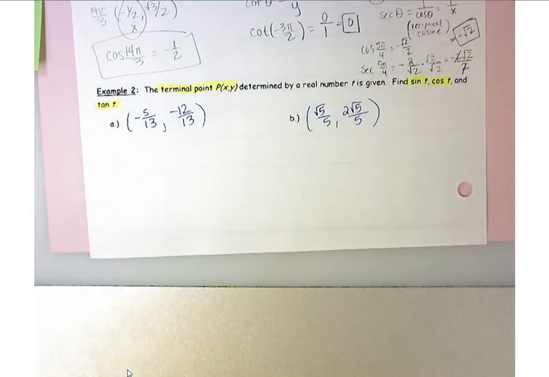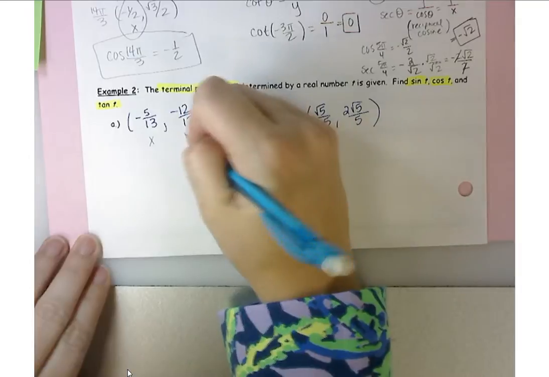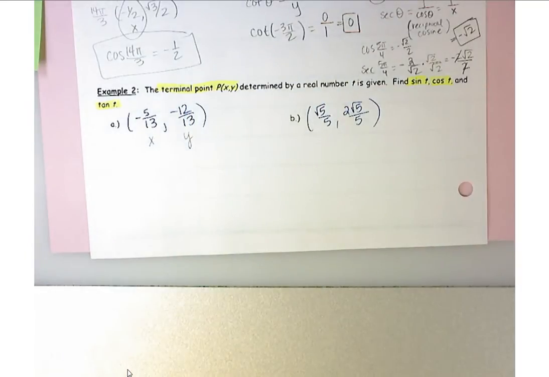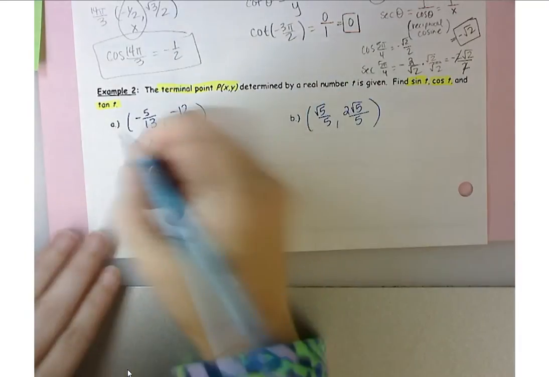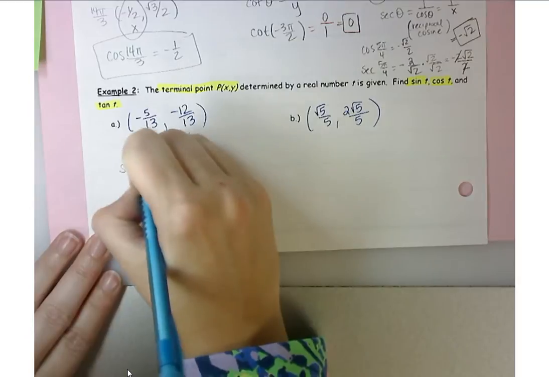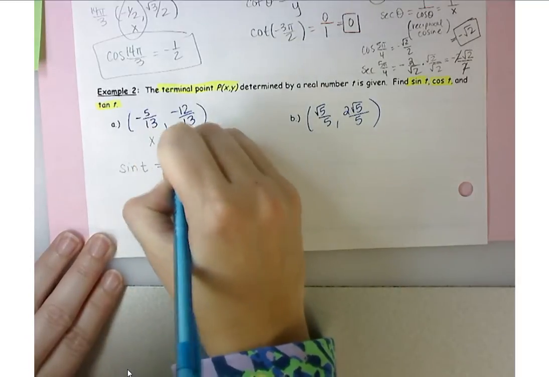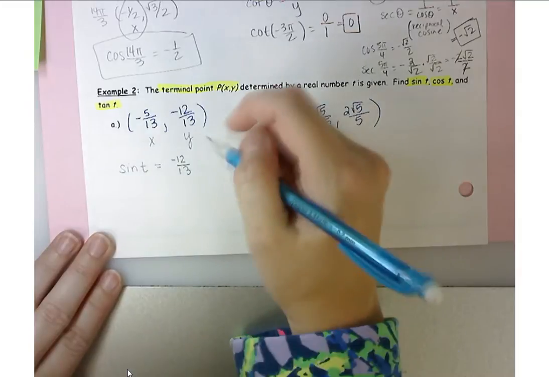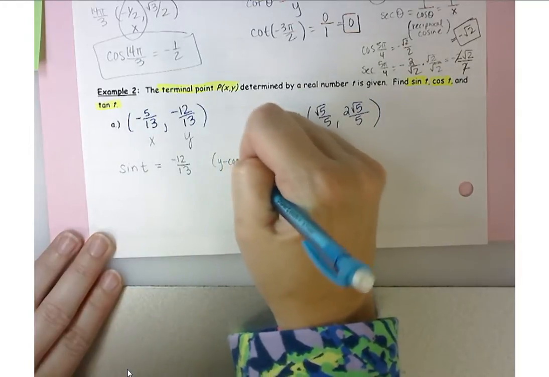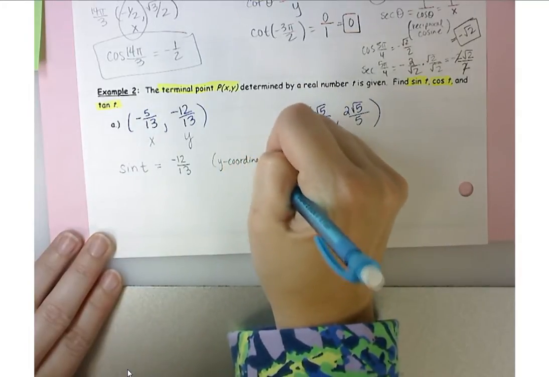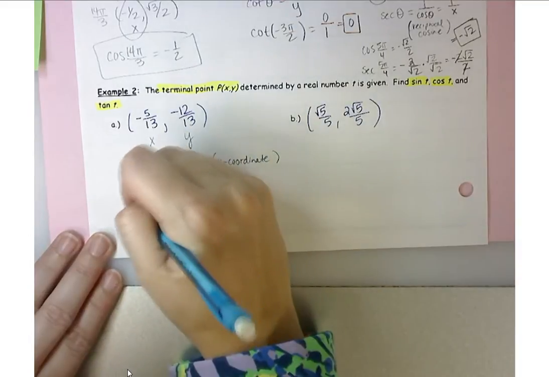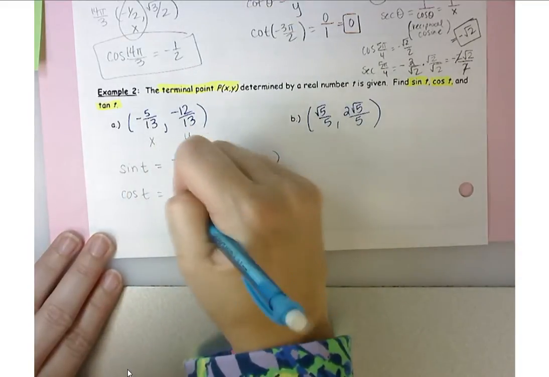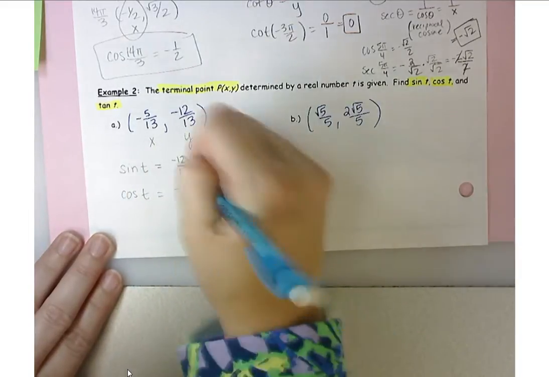So remember that this is x and y. Well, the sine is the y coordinate. So the sine of t is just negative 12 over 13. That's the y coordinate. The cosine is the x, which is just negative 5 over 13.